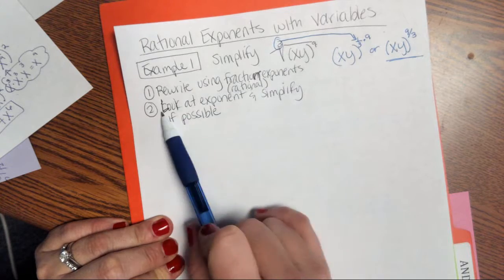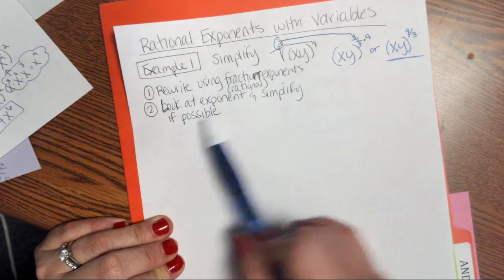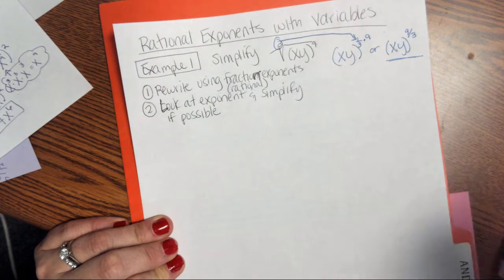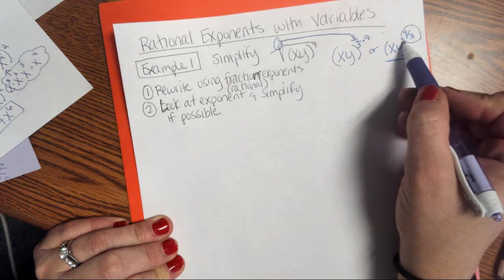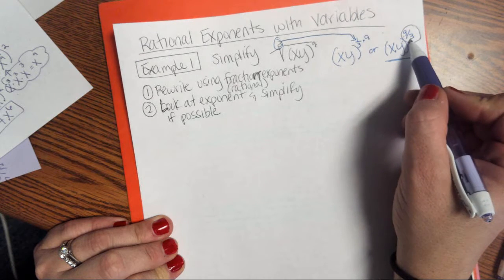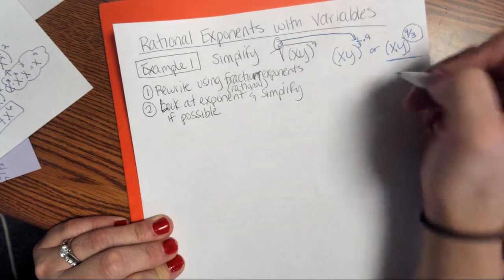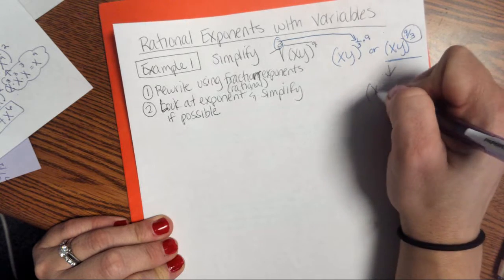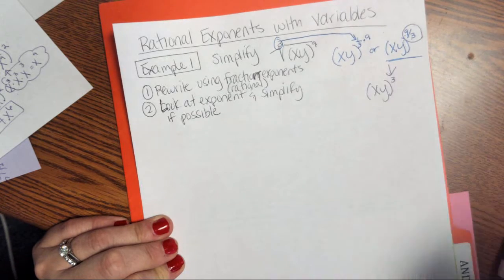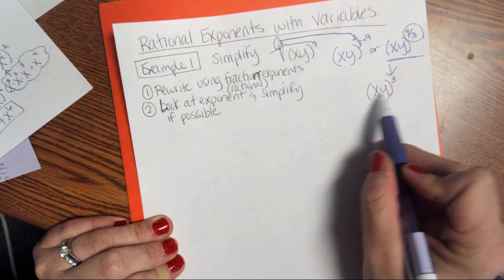Okay, now we're on step 2. Look at the exponent and simplify if possible. I'm looking at this exponent of 9/3. 9/3 can be simplified because 9 divided by 3 is 3. So I'm going to rewrite that as xy to the power of 3. I can't leave it like this.